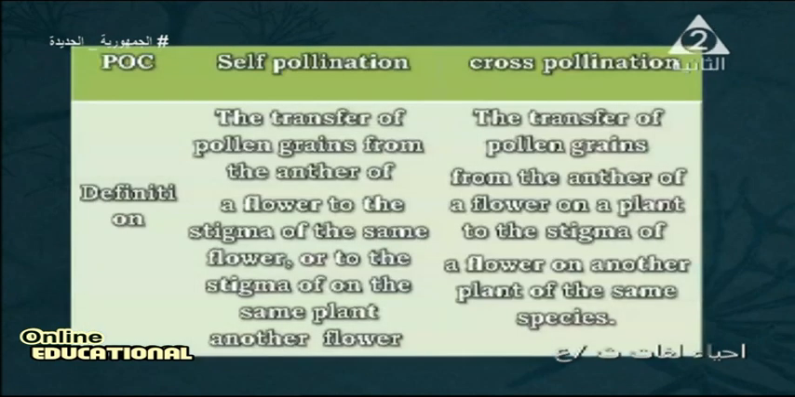What are the types of pollination? Self-pollination and cross or mixed pollination. Self-pollination is the transfer of pollen grain from the anther of a flower to the stigma of the same flower. But cross-pollination or mixed pollination is the transfer of pollen grains from the anther of a flower to the stigma of another flower.